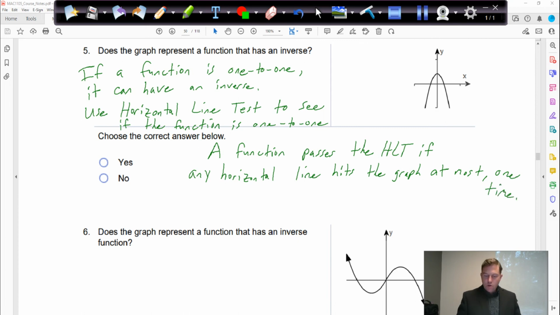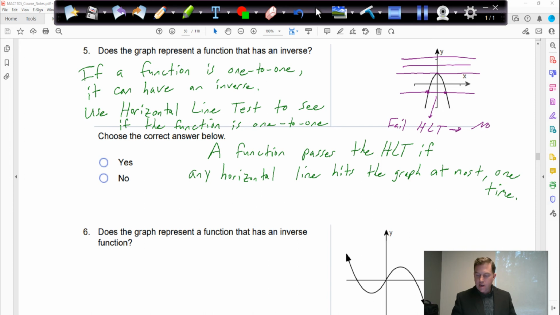Okay, so we just do this by running horizontal lines. So a horizontal line missed the graph. That's fine. It's still good. Horizontal line doesn't hit it, still good. A horizontal line that hits at 1 point, it's still 1 to 1. But then anywhere down here, I hit twice. This is going to fail the horizontal line test. If it fails the horizontal line test, it is not 1 to 1. If it's not 1 to 1, then there's no inverse.